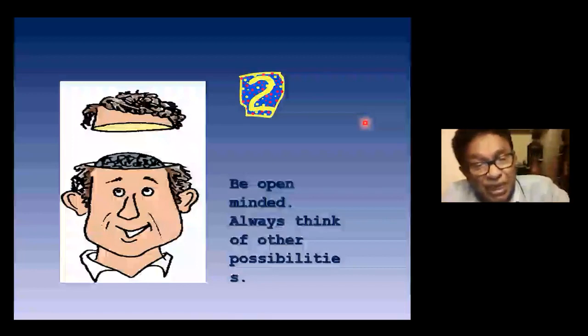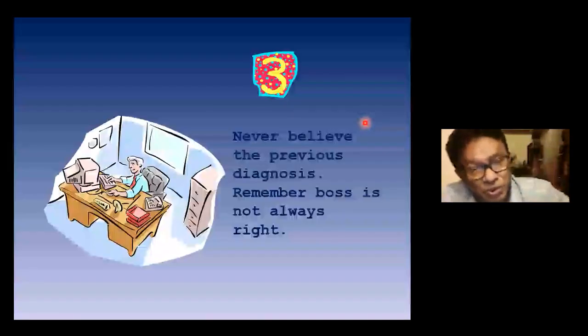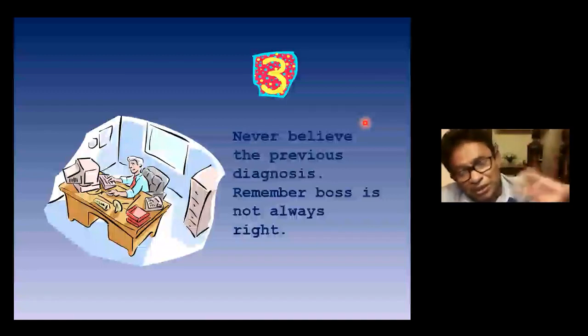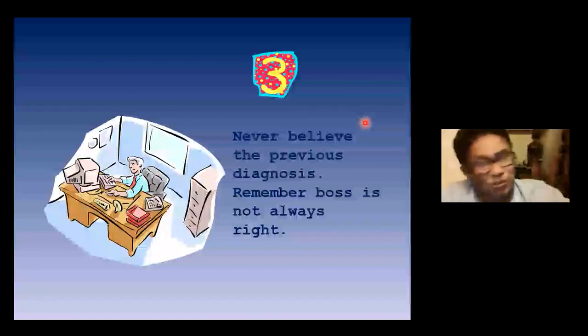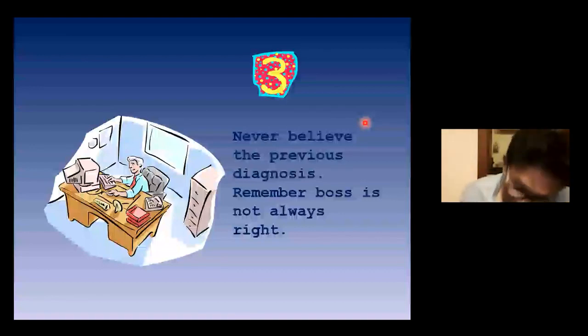Never believe the previous diagnosis. Remember, your boss is not always right. Just because the boss said that, just because the most eminent neurologist told you, don't believe that. I have a classic story which I purposefully did not put in the slides. It's a very interesting story, but if I have time, I'll tell you.